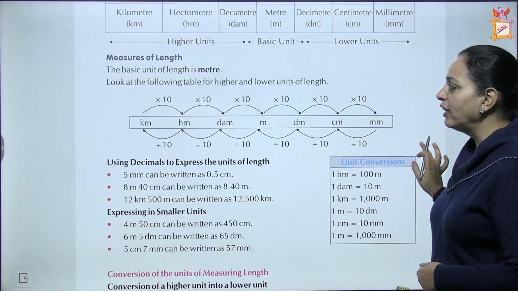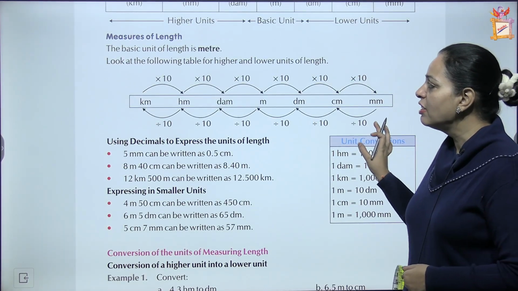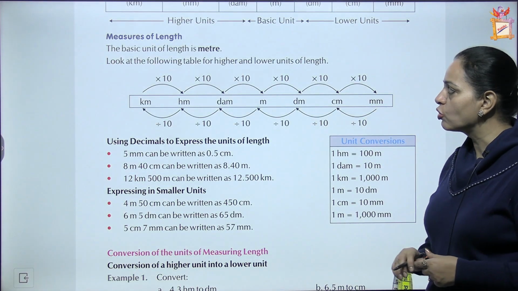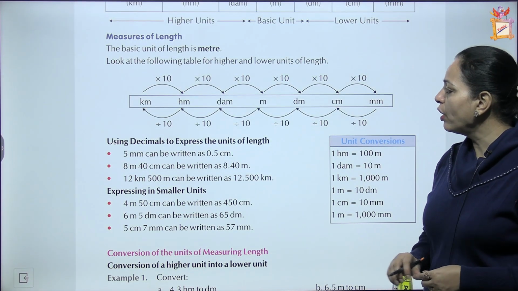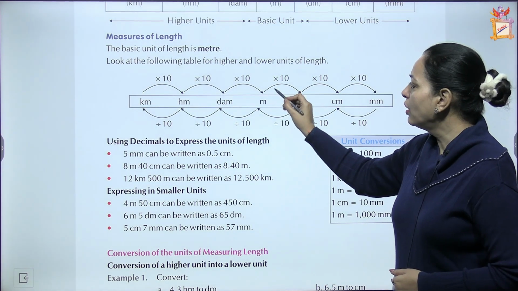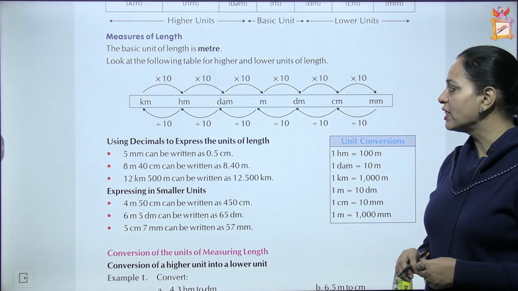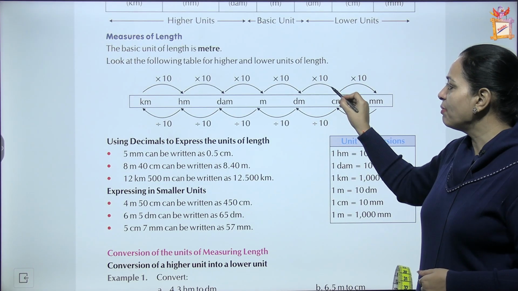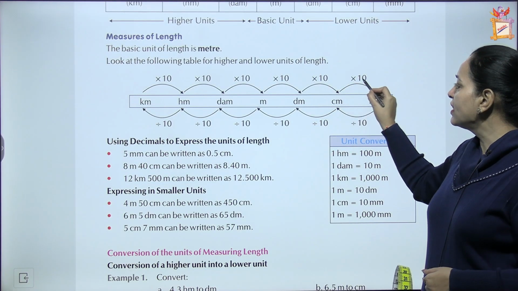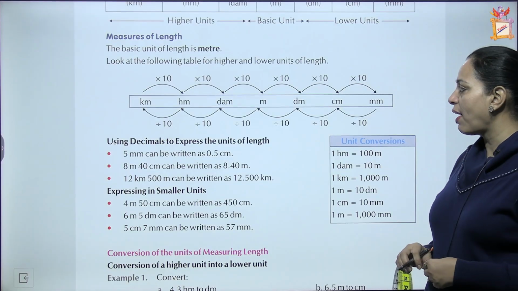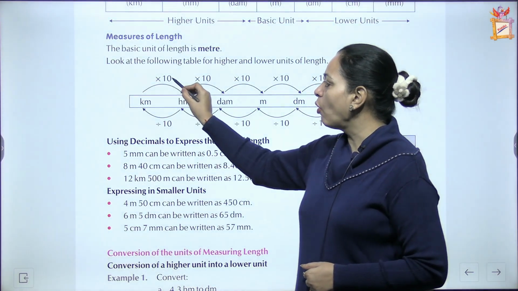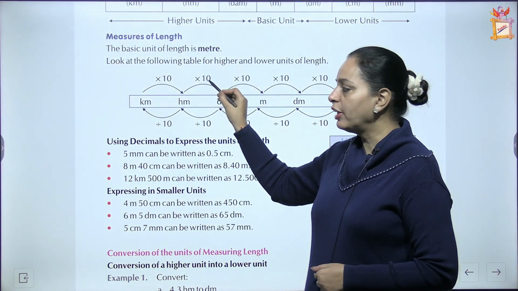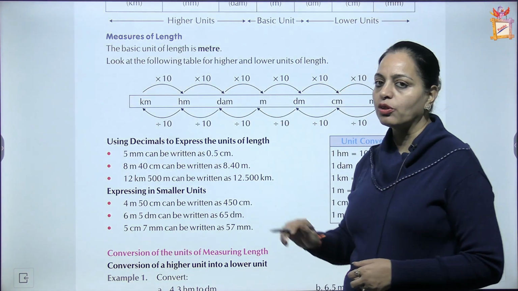Now measure of length. The basic unit of length is meter. So now look at the table for higher and lower units of length as I told you. If we are going from meter to decimeter, multiply by 10. 1 decimeter, how many centimeter? Multiply by 10. 1 centimeter, how many millimeter? Multiply by 10. 1 kilometer, how many hectometer? Into 10. Hectometer to decameter, into 10. Decameter to meter, into 10.